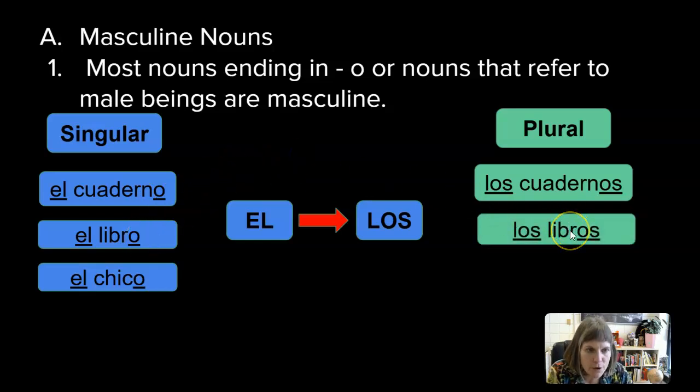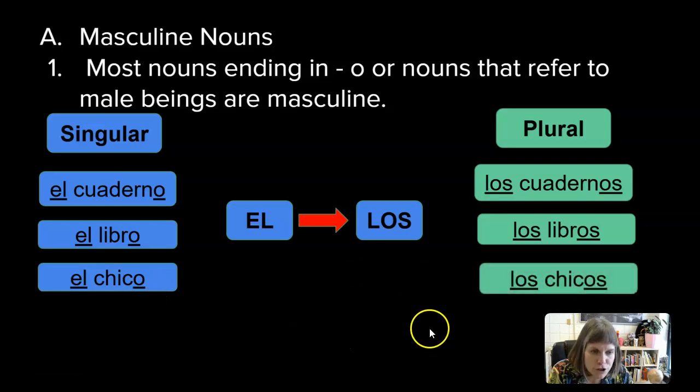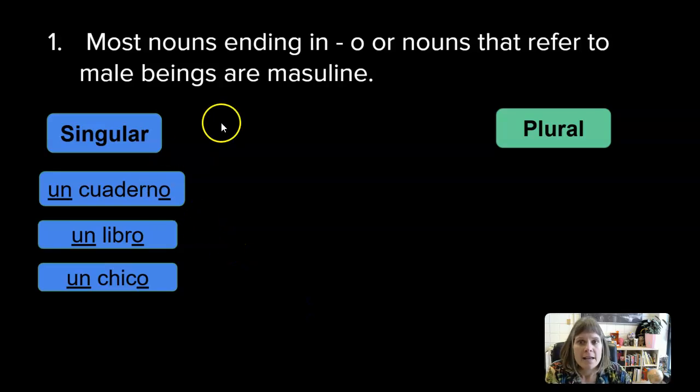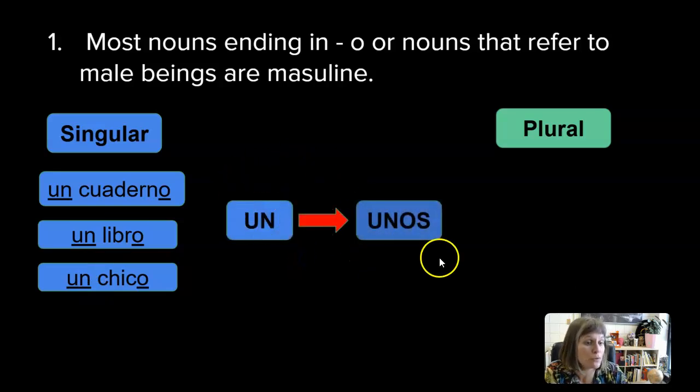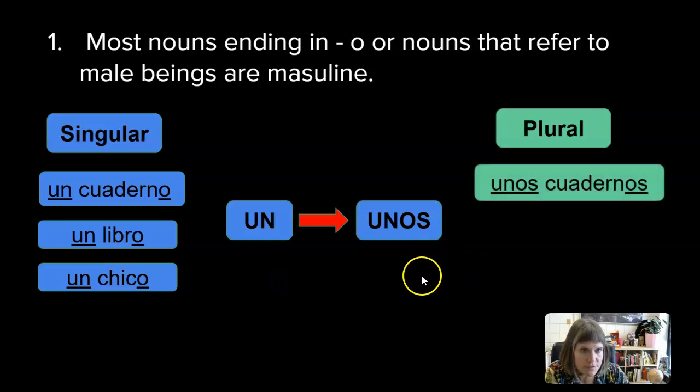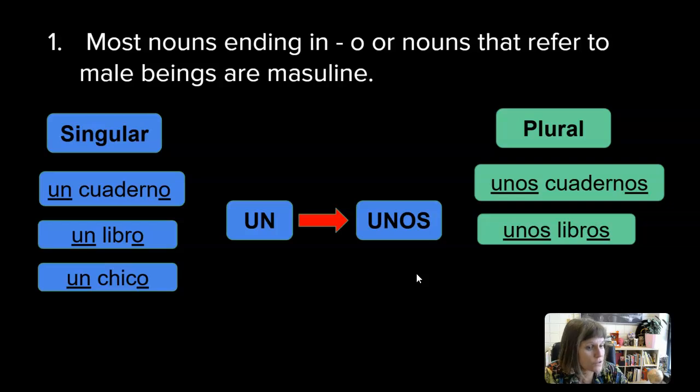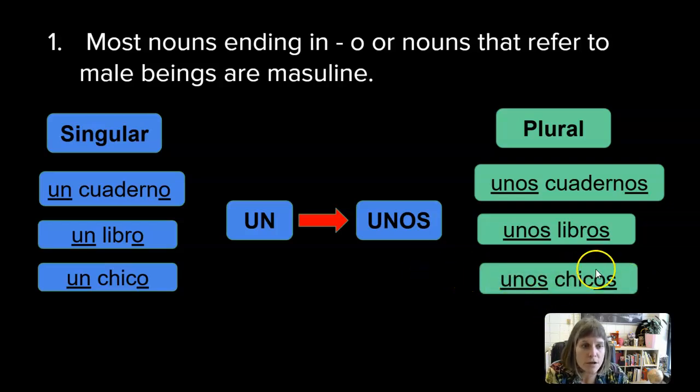The book, these books, or the book, the books, depending on contexto, on context. El chico, los chicos. The boy, the boys. So notice how you do that. With an O, it's easy, you just add an s. These are just your indefinite articles. Instead of saying the folder, I'm saying a folder: un cuaderno, un libro, un chico. In order to make that plural, we would change un to unos. Unos cuadernos, some folders. Unos libros, some books. Unos chicos, some boys.